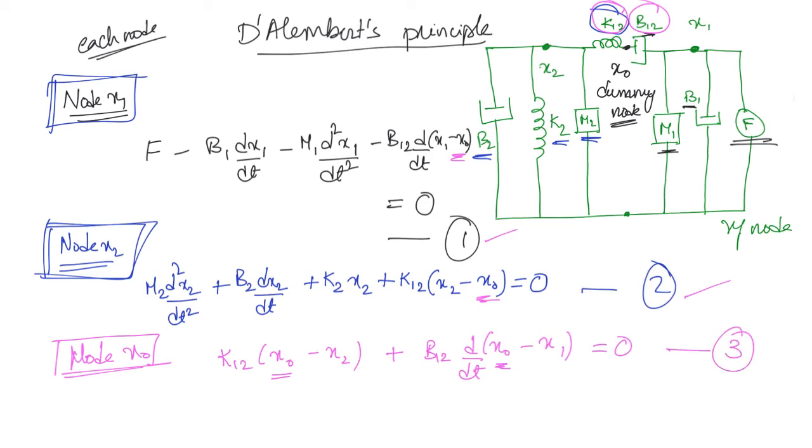So this is how you mathematically model a system using the nodal method. What did we do first? We first found the equivalent mechanical model, and then we wrote the mathematical equations using D'Alembert's principle at each node. So these will be the required mathematical equations.